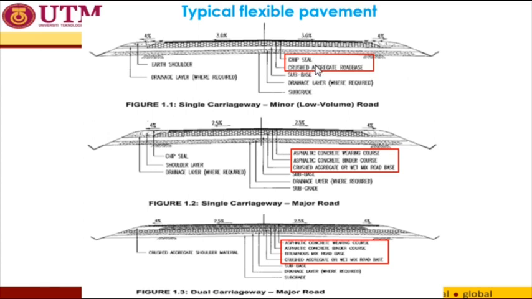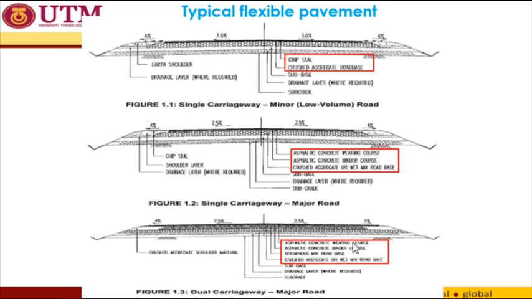And then the second figure is the single carriageway for a major road. Looking at the design layers, this figure consists of subgrade, drainage layer, subbase, crushed aggregate or wet mix road base, and asphaltic concrete for binder course and wearing course. If we compare both figures, it can be seen that the major the road or the higher the capacity of the road, the higher the number of layers or the better the quality of the materials used.